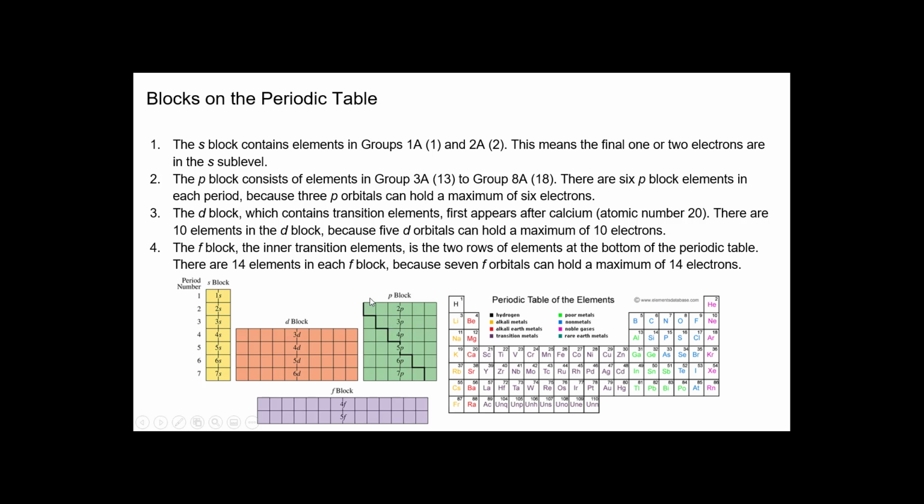P can hold 6 electrons. So that's what all of these are. This is a 3p1, 3p2, 3p4. Same thing. 2p1, 2p2, 2p3, 2p4, 2p5, 2p6. They all have a specific address and where they need to be.